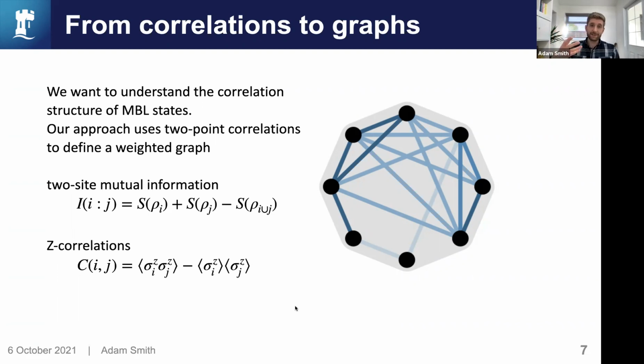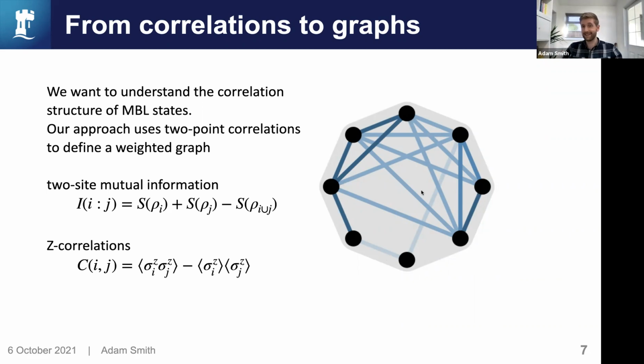Now with these quantities, we can write these down as a weighted graph, or these quantities can be interpreted as defining a weighted graph. On the right, we have the sites of our model, and then we have the colored bonds, which indicate the weights, which are specified by the mutual information or the Z correlations. And now the goal is to find clusters within this graph.